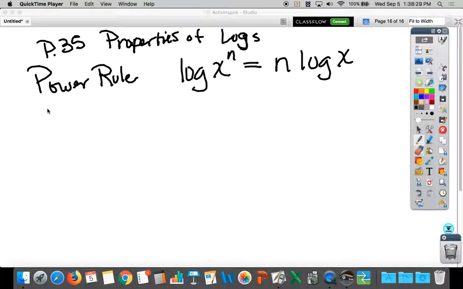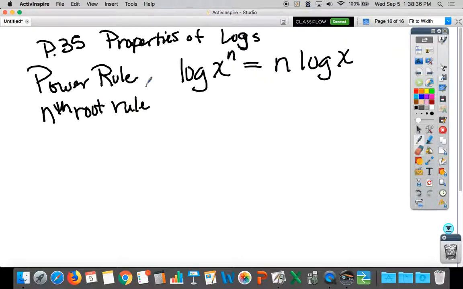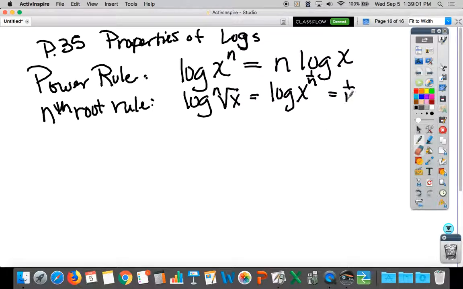All right, the next one is the nth root. Now, this one is a somewhat new rule, kind of, sort of, not really, because I told y'all that if you have an nth root of x, we're going to change that to a power. So that is actually log x to the 1 over n, and then you just bring the power down.